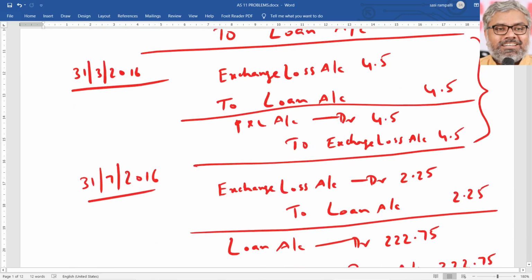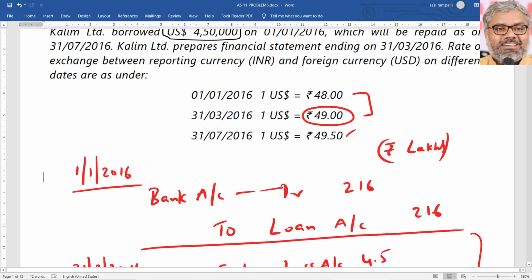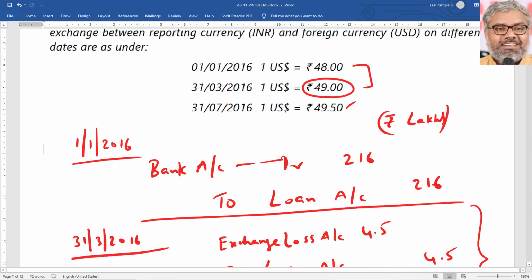In that, 4.5 was related to 2015-16, though at that date we don't know whether it is realized or unrealized. Naturally that will be unrealized at that date. We don't know on 31st March 2016 what happens to the price of US dollar and rupee on 31st July. We don't know that. So at that date, according to accounting standard 11, we treated it. We recognized 4.5 as loss.